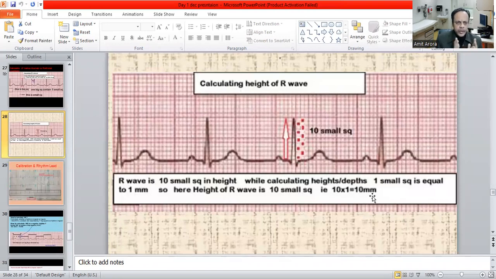So 10 small squares will be equal to 10 millimeters. So it's very easy. If you have to calculate the height of the T wave, especially, that is an important part, or any other wave, you will use simply this method.